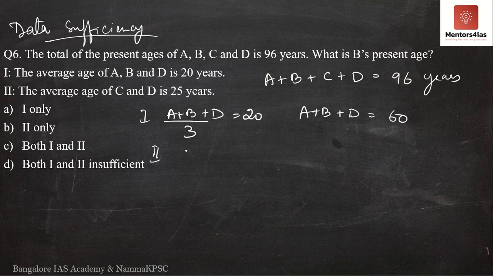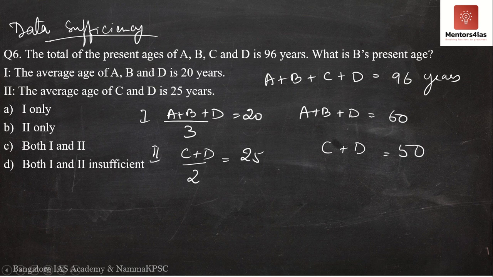From the second statement, what do we have? C plus D divided by 2 is equal to 25 years. It says the average age of C and D is 25 years. Therefore, C plus D divided by 2 is 25, or I can say C plus D is equal to 50.